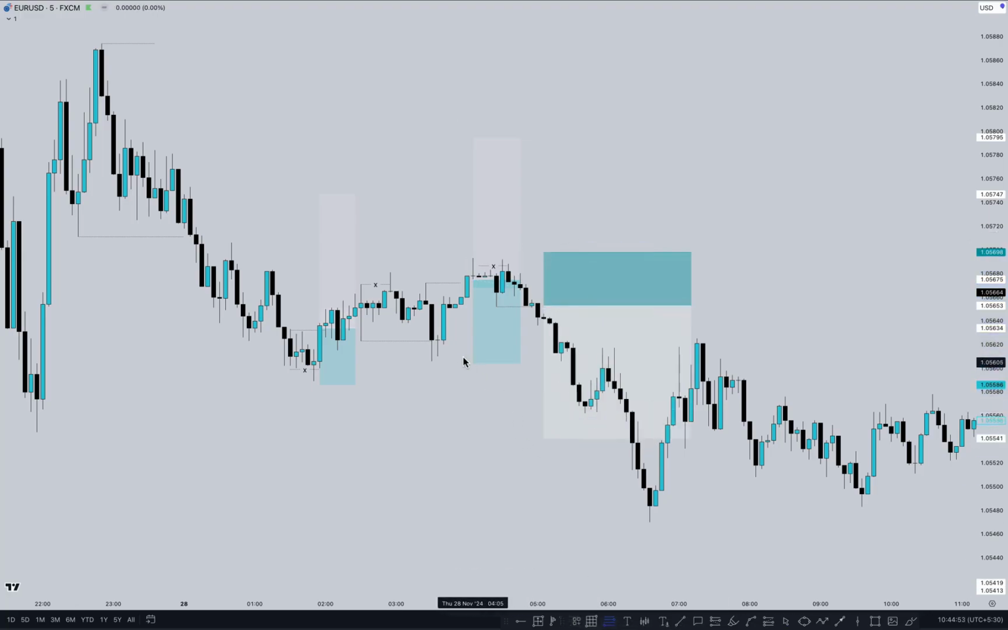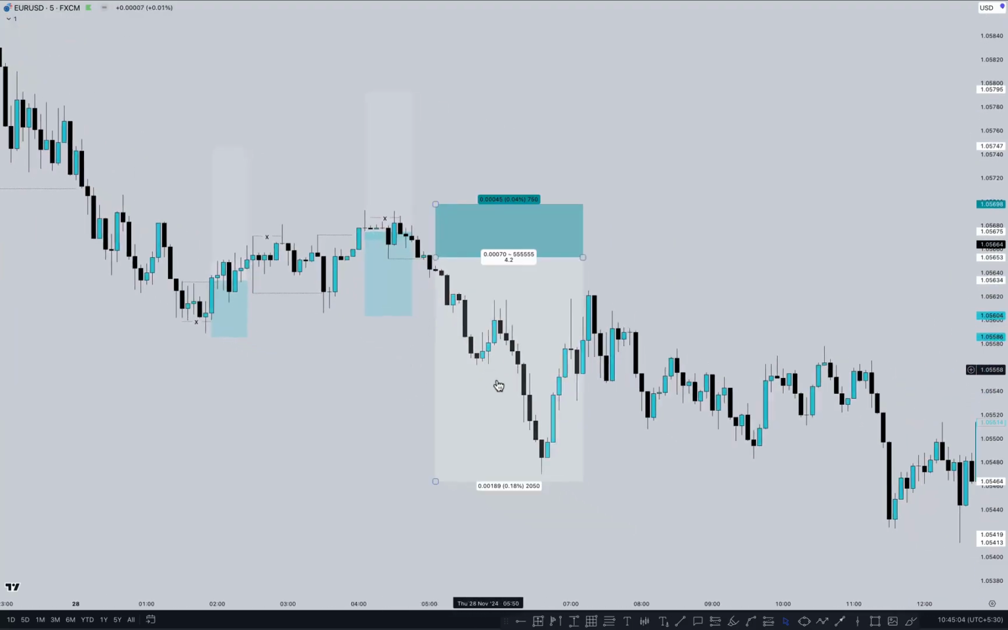Target based on the Fibonacci tool, previous swing high to low, 2.618 and 1.618. This one is our target, right? So we can take entry here. Again, the market continues falling to the downside.